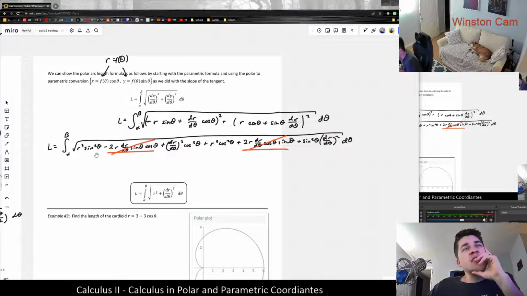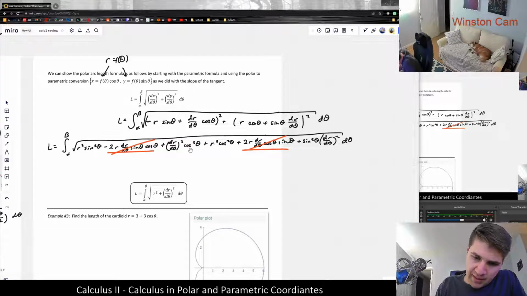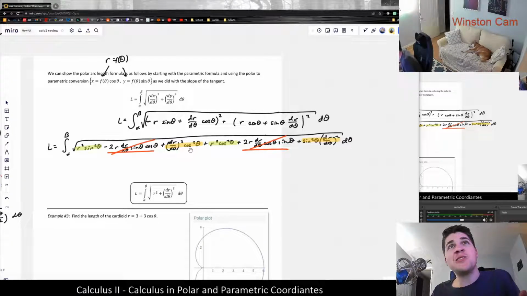And what you'll also notice is that we have common terms that involve r squared. So if I collect these together and rewrite them, I'll highlight this one and this one as terms that involve r squared. And then let's use another color to highlight these ones, which both involve dr d theta squared. And actually, what's interesting is that one of them involves cosine squared and one involves sine squared. And since cosine squared plus sine squared equals 1, that's why all of this simplifies so drastically.